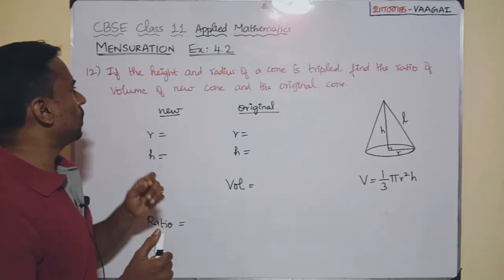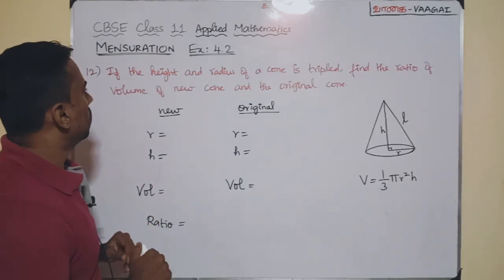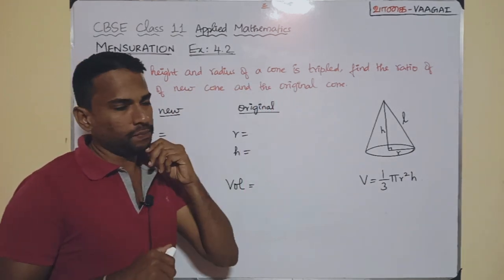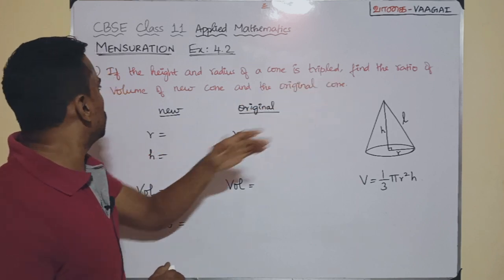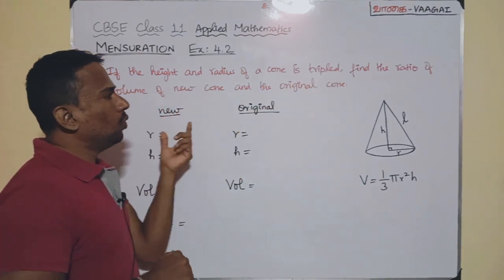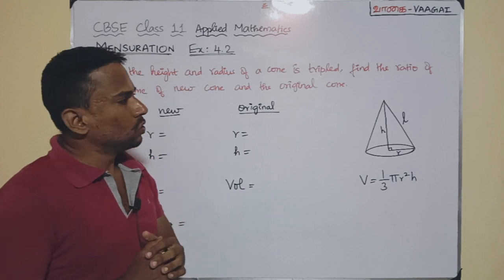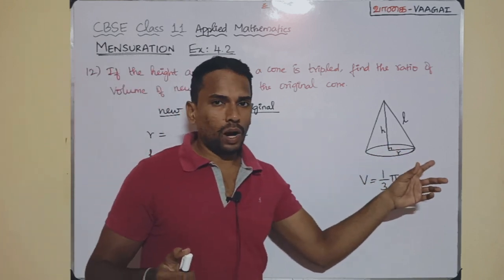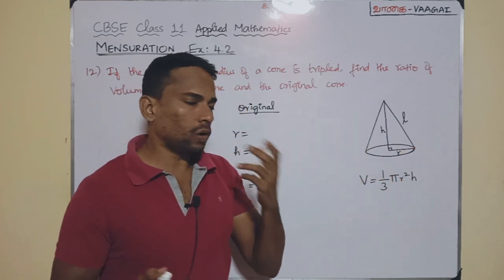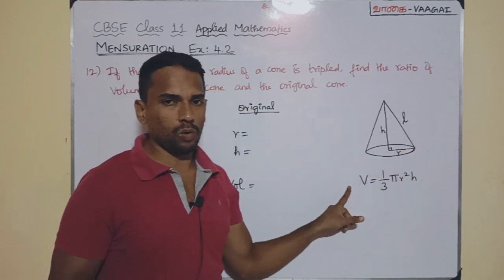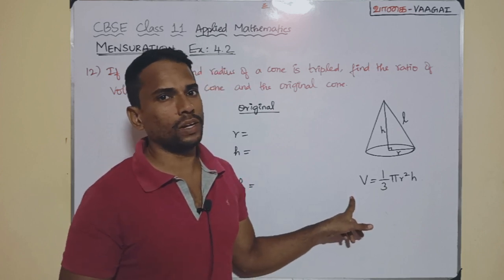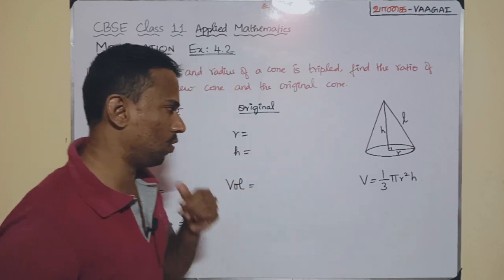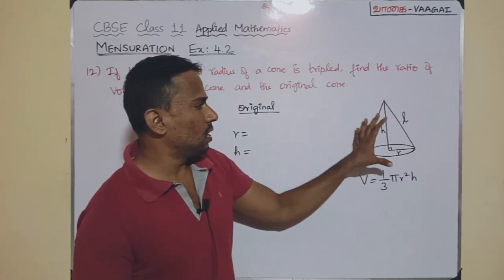Next with us is question number 12. Very easy question. If the height and the radius of a cone is tripled, then find the ratio of the volume of the new cone and the original cone. So this question is based on cone. So basically we need to understand the structure of a cone, and also we need to know the formula to calculate the volume of a cone. Volume of a cone is 1 by 3 pi r square h. This is the formula.